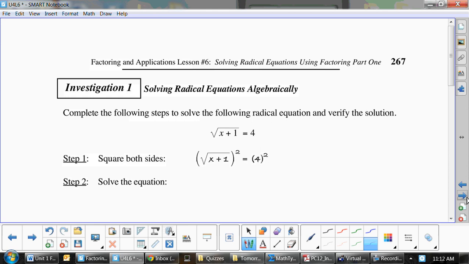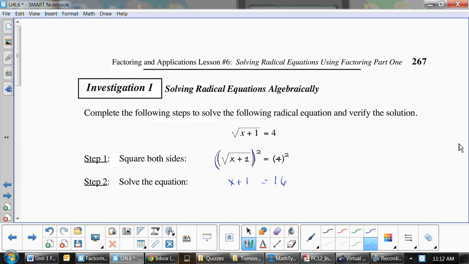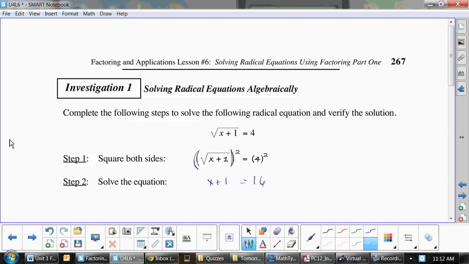Okay? So, now, this one here, how do you solve these algebraically? Well, first thing you do is you square both sides. That's how you get rid of a square root. So, x plus 1 equals 16. Then I'm going to minus 1. X equals 15. It's almost faster to do it than with the calculator.